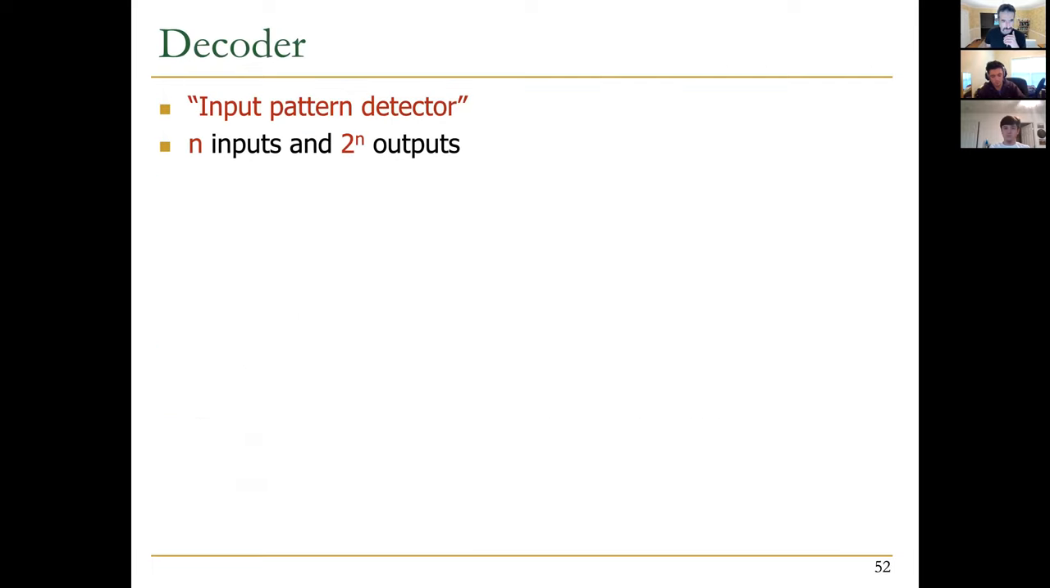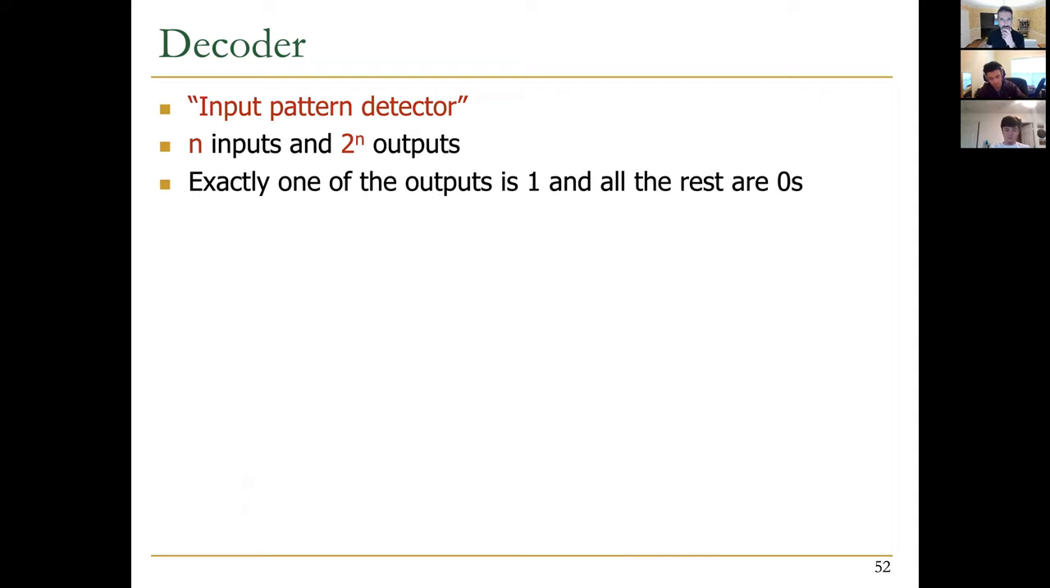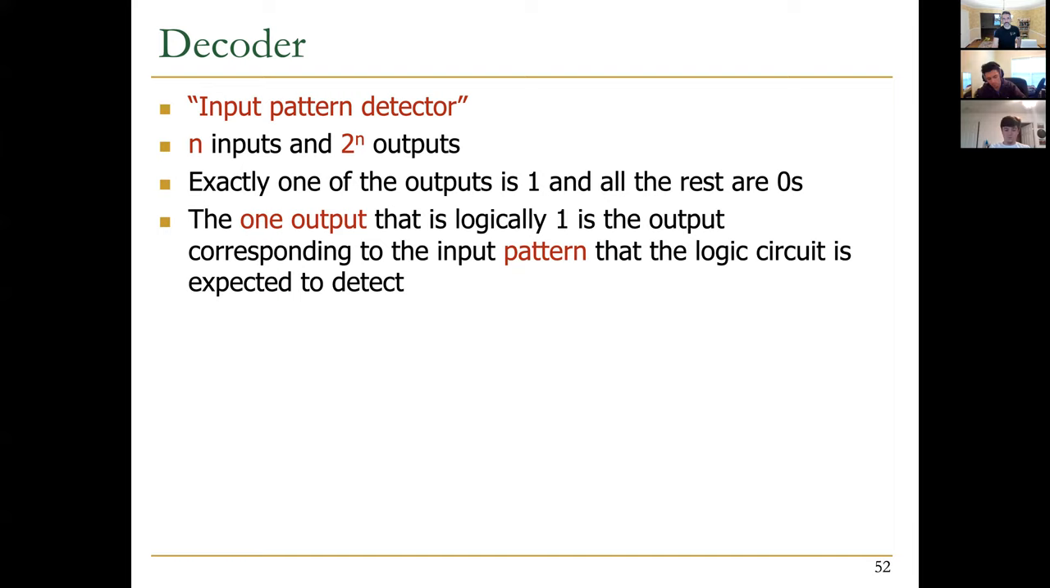So to refresh your mind, let's recap the decoder, which is also a simple logic gate. You have n inputs, and as a result, you have 2^n outputs. And exactly one of these outputs needs to be enabled, needs to be 1. And decoders are a kind of pattern matcher.